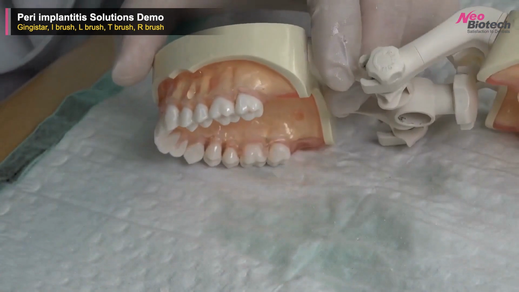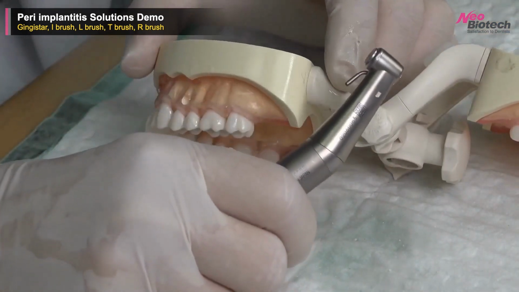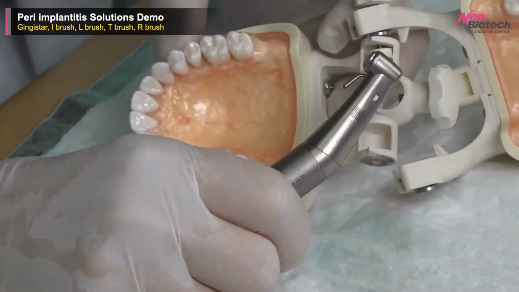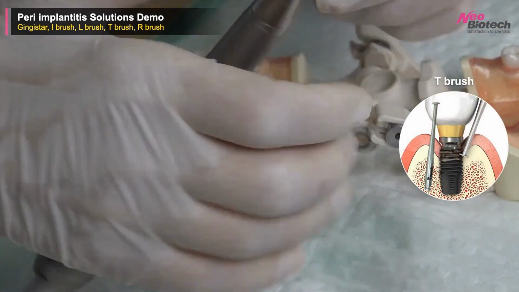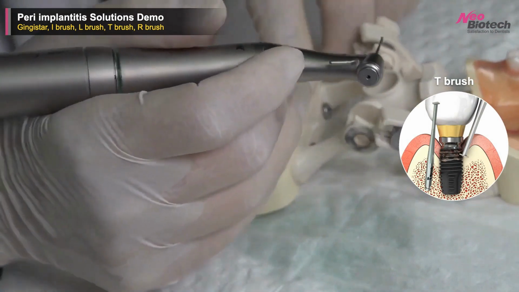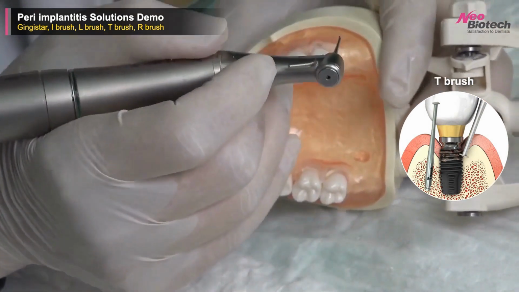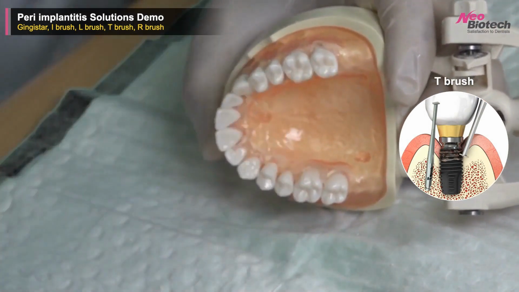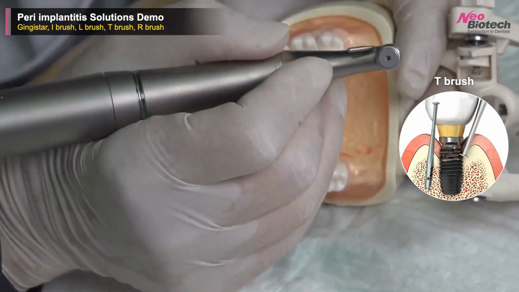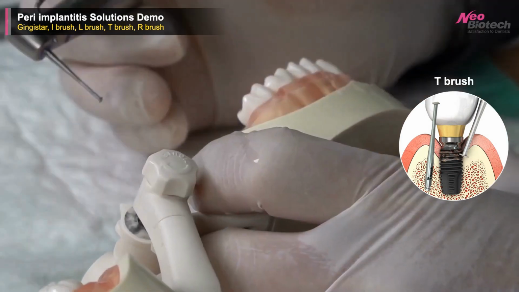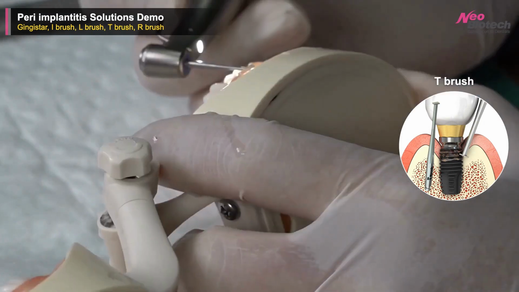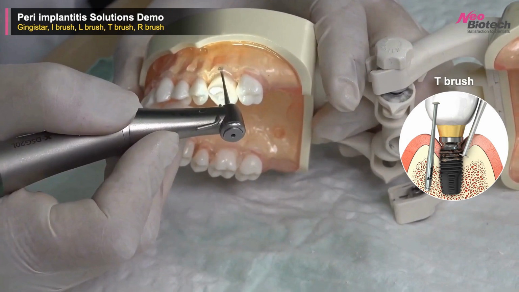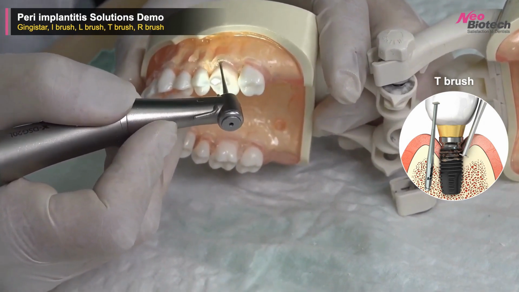Next, the type of brush that corresponds to gingival curettage is, I would recommend the T-brush for now. The T-brush is used at a speed of 2000 RPM to 10,000 RPM. This is the T-brush. First, insert the T-brush into the inside of the pocket like this. After inserting it, you turn it like this.